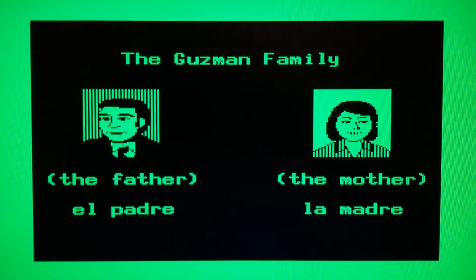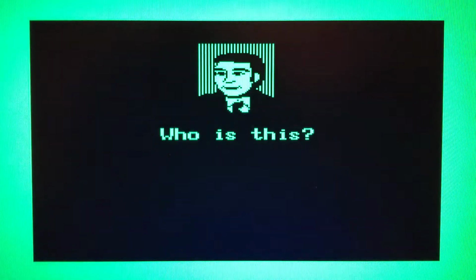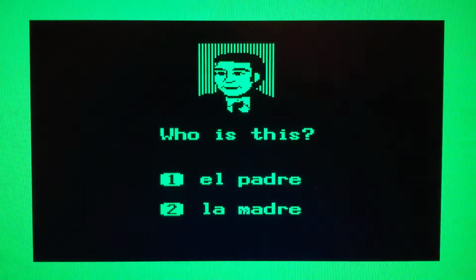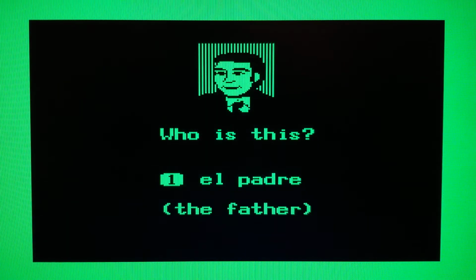Here we have the father, el padre, and the mother, la madre. Note the two different words for "the": el used with the word designating the male, and la used with the word designating the female. Who is this? Correcto.